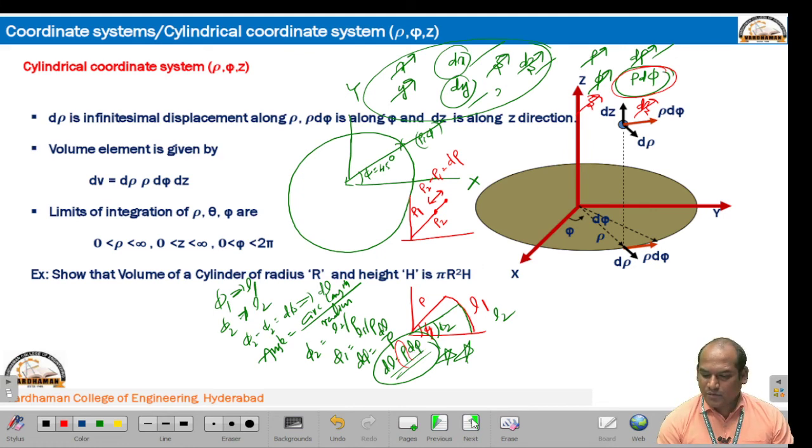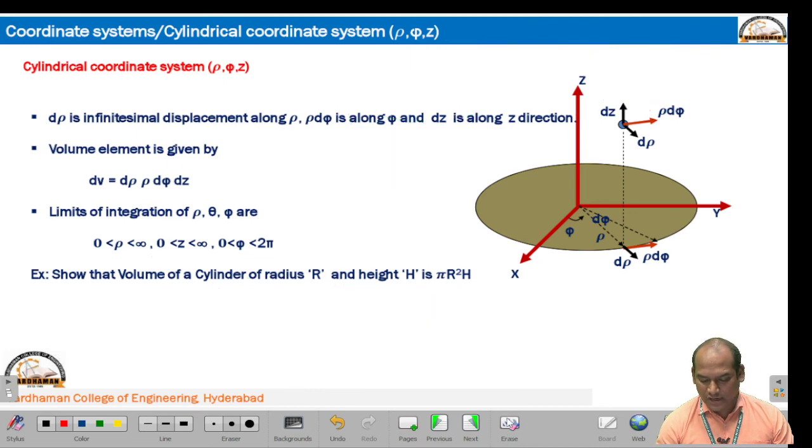And the z range we already know, that is from minus infinity to plus infinity. Phi is from 0 to 2 pi, rho is from 0 to infinity, these things we already know. Volume of the cylinder: now it is time to calculate the volume of the cylinder, so see carefully.